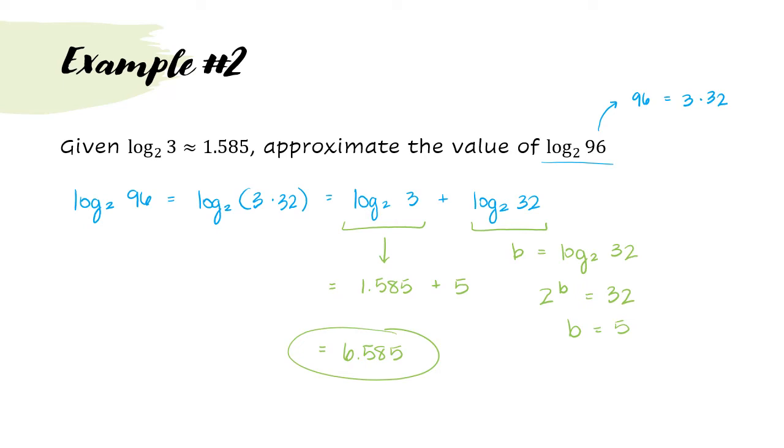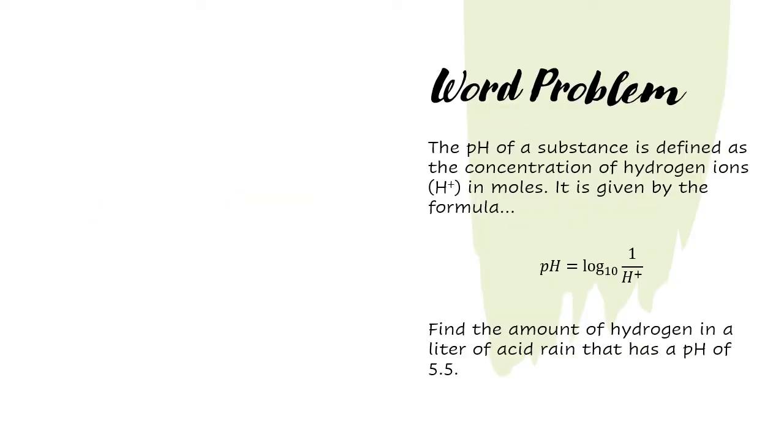Let's look at another way to apply these properties. Let's look at a word problem. We're given the pH of a substance. It's defined as the concentration of hydrogen ions, also written as H+, in moles. It is given by the formula where the pH is equal to log base 10 of 1 over H+. We want to find the amount of hydrogen in a liter of acid rain that has a pH of 5.5.